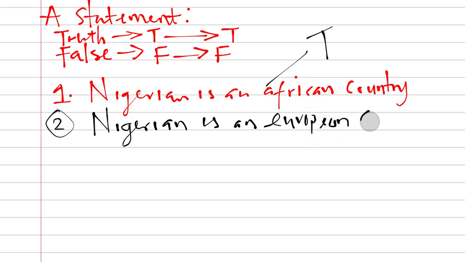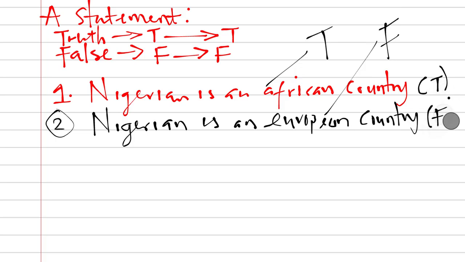Nigeria is an European country. Now, if you look at this, you see it is still a statement. But now it has which truth value? It has a truth value of F. Are you seeing that now? The truth value for this is T, while the truth value for this is F. Why? Because Nigeria is not an European country.